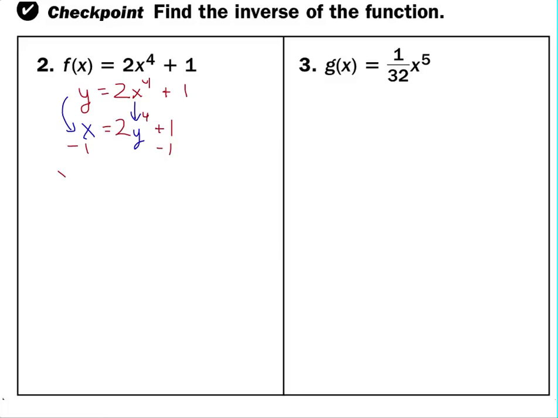To keep moving, we're going to go ahead and subtract 1 from each side. So we get x minus 1 equals 2y to the fourth. Got to divide by 2 to continue solving for y. So there's 1/2 x minus 1/2 equals y to the fourth. And then to continue going on here, we need to do some sort of fourth root business to get y equals the fourth root of 1/2 x minus 1/2.